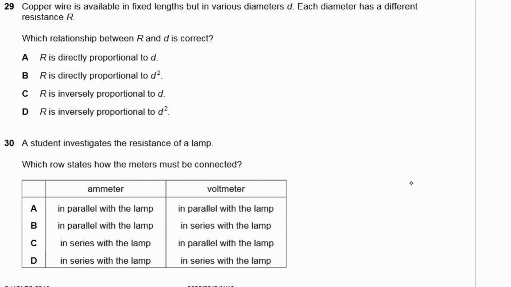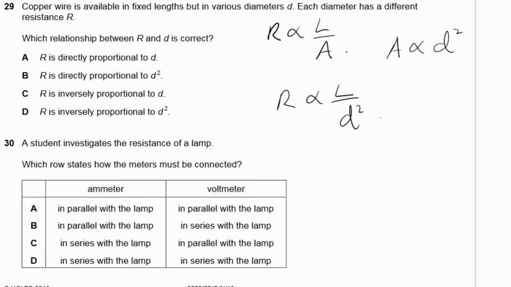Question 29. Copper wire is available in fixed lengths, but in various diameters D. Each diameter has a different resistance, R. Which relationship between R and D is correct? Okay, so let's take us to the very start. Resistance is proportional to length over area. Now, area is proportional to the diameter squared, which means that resistance is proportional to L over D squared. So resistance is proportional to the length, and it's also inversely proportional to the diameter squared. There we go.